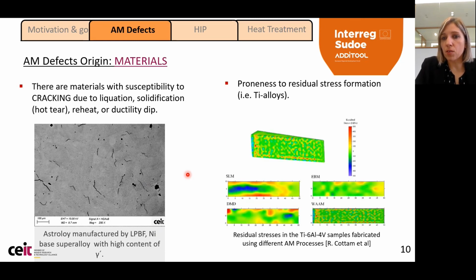Another problem can be with materials that are prone to the formation of residual stress. In this case, there is an example for titanium alloys, and we can see that even if we change the AM technology, we will still have problems with residual stresses.